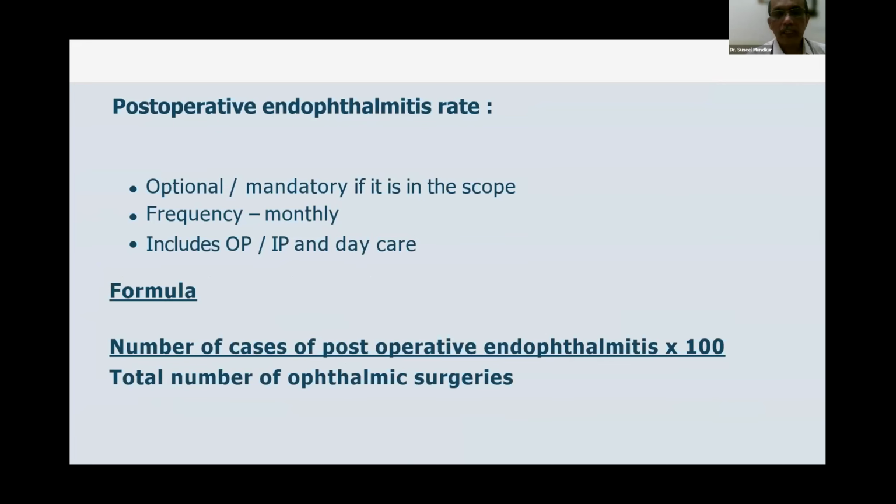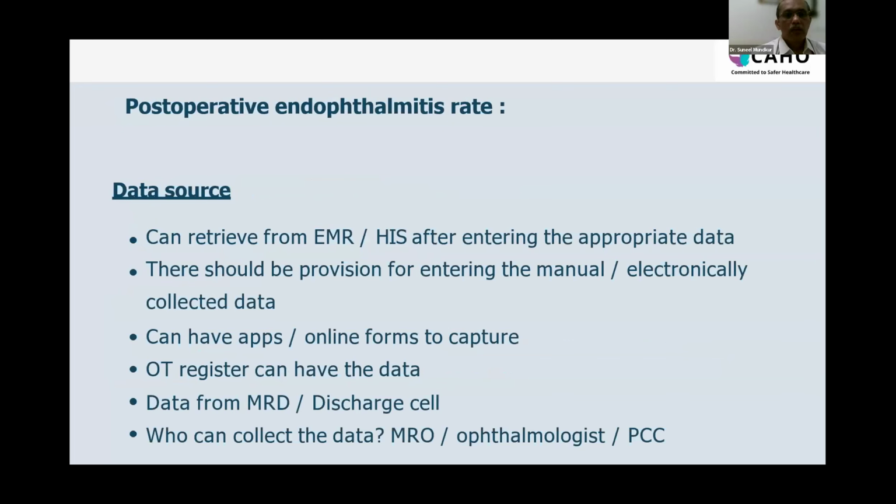You have to calculate it monthly, and it includes OP, IP, or daycare surgeries, whatever you do. The formula is very simple: the number of cases of post-operative endophthalmitis multiplied by 100, divided by the total number of ophthalmic surgeries. You can retrieve the data from the EMR if the medical records are totally electronic, or there should be provision for entering the data manually or electronically. You can have apps or online forms to capture this data. The OT register can have this data in the ophthalmology OTs, and data from MRD or the discharge summary can also be collected.